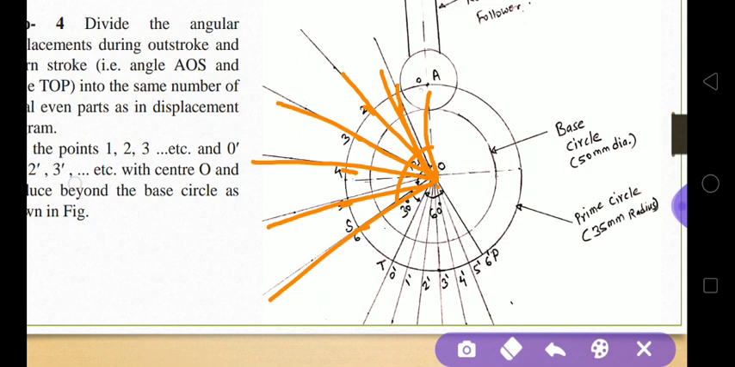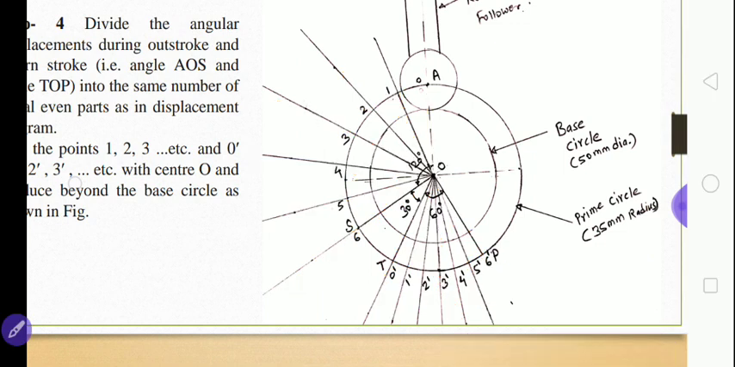Similarly, this 60-degree angle also you can divide into 6 equal parts, because in the displacement diagram you have divided this return stroke into 6 equal parts. Here also you have to divide into 6 equal parts. So 60 degree into 6 equal parts, that means from this OT line, draw each line spaced with 10 degree each. So spaced with 10 degree each, we have drawn these lines. That means we have divided this 60 degree into again 6 equal parts.